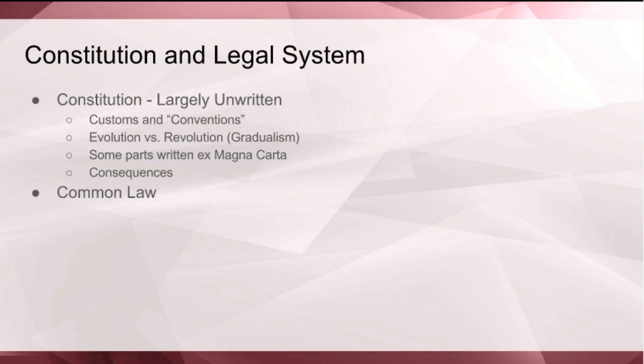The legal system of the United Kingdom would be classified as common law. A common law legal system is a system of judge-made law based upon custom and precedent. The fact that it is judge-made law obviously then increases the policy-making power of the judiciary.